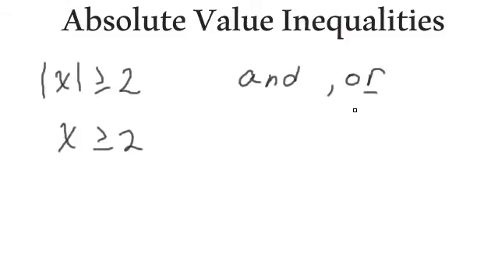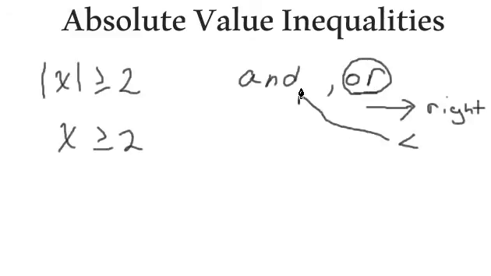Pretend that this inequality here, this greater than or equal to, is an arrow, and it's pointing to the right. So when you see this, you know that we're going to be working with the word or. And if our inequality is less than, then because it's not pointing to the right, it's got to be the other case. So or goes with right, and then this one follows with and.